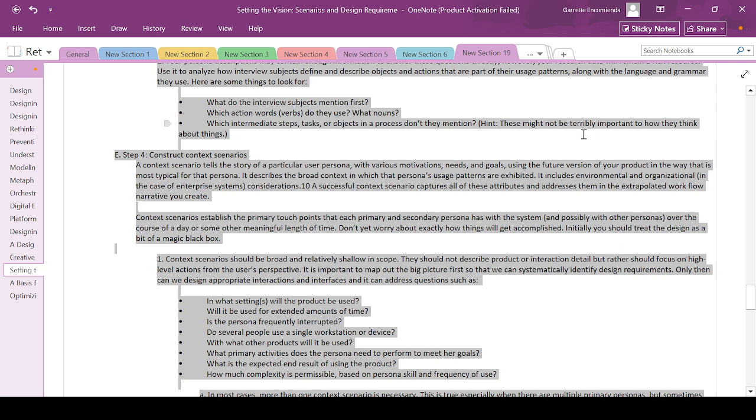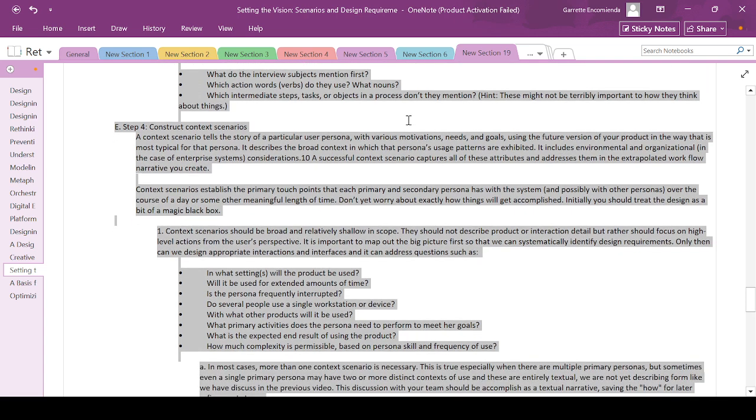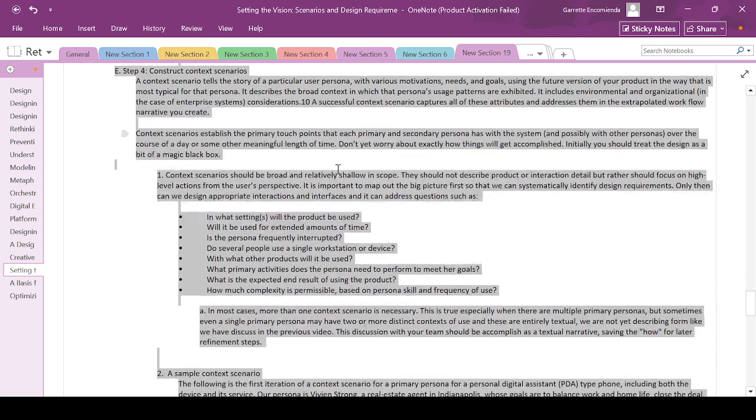Hint, this might not be terribly important to how they think about things. So which intermediate steps, tasks, or objects in a process don't they mention? Or things they don't mention.